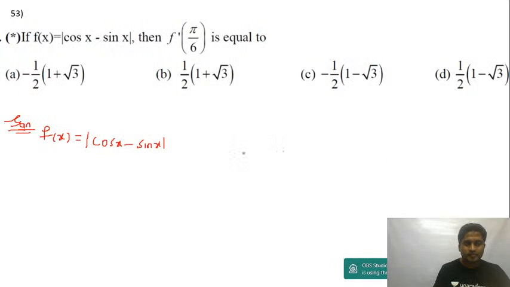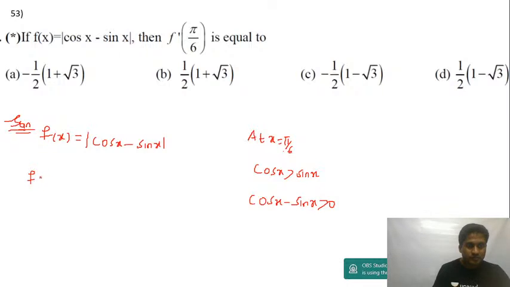Okay, so just now we proved that at x equal to pi by 6, cos x is more than sin x. If cos is more than sine, then obviously cos x minus sin x should be positive. So I'm going to write this as f of x equal to cos x minus sin x. Cos minus sine. Now it's easy.